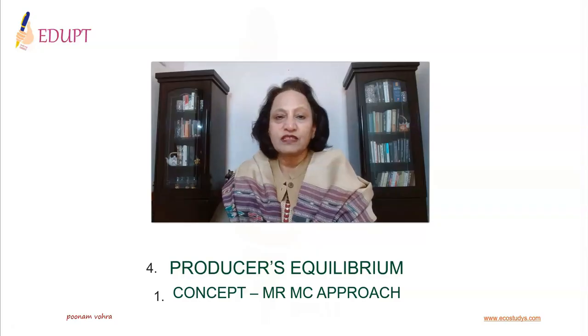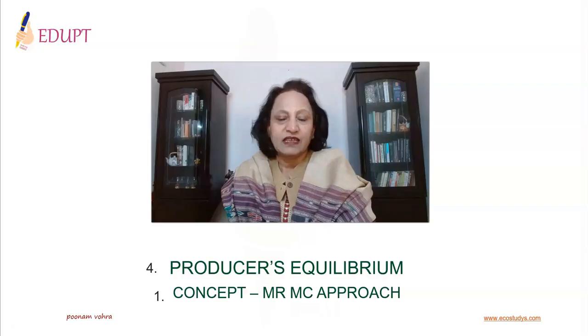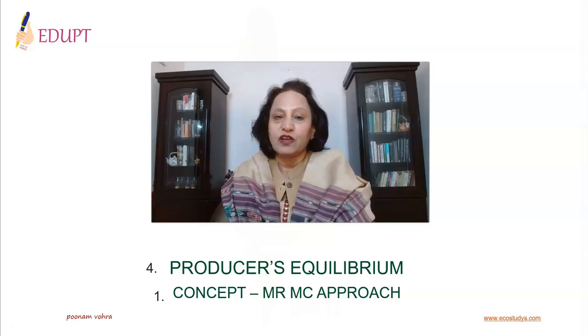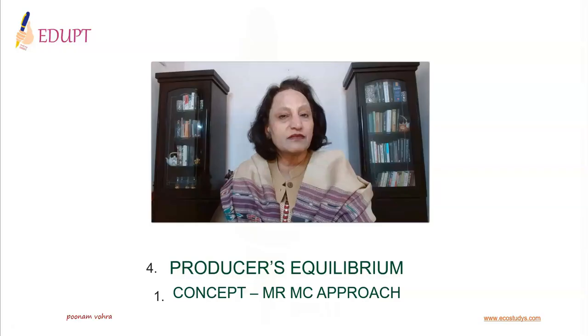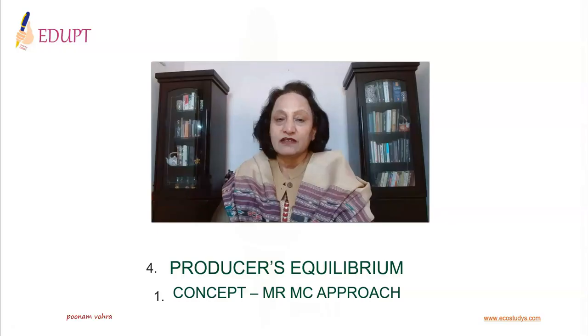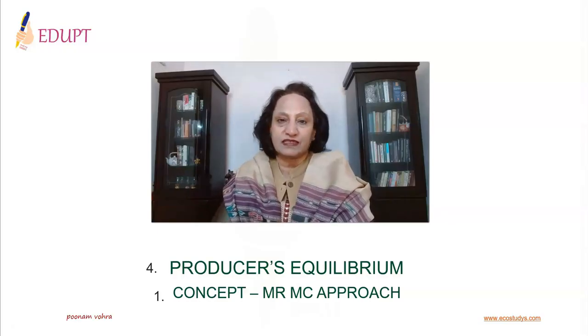From now onwards, the discussion will be on producer's equilibrium. Every producer would like to maximize his profit and has to decide that level of output where profit gets maximized. So he is considered to be in equilibrium. The equilibrium level of output is that level of output from where the producer would not like to deviate.